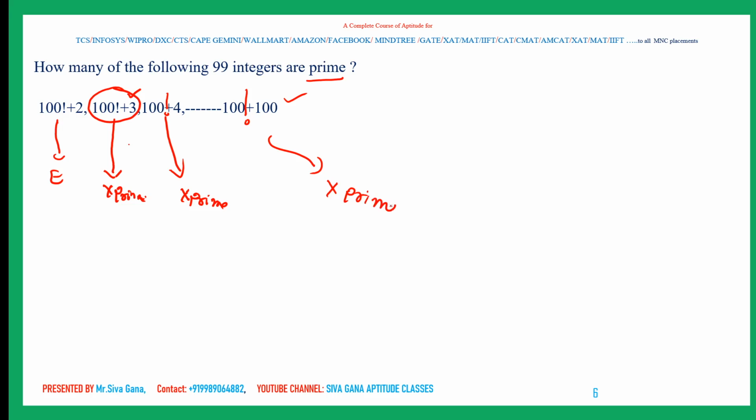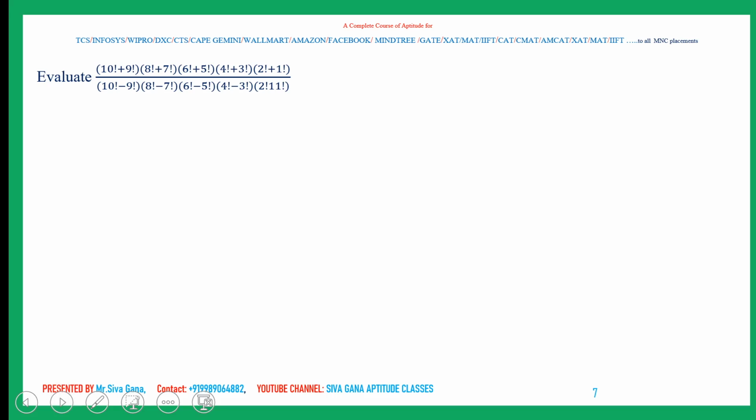So in this list of integers, none of the integers is prime, because all these numbers are either even or divisible by some number other than 1 and the number itself. So they are not prime at all, they are composite. All the numbers are composite, none of the numbers is prime here. So the answer for this question is 0.